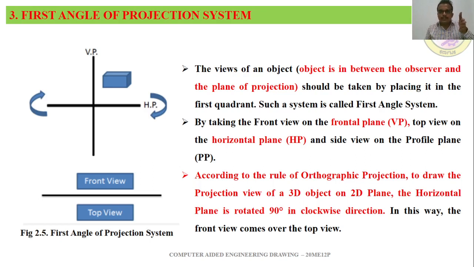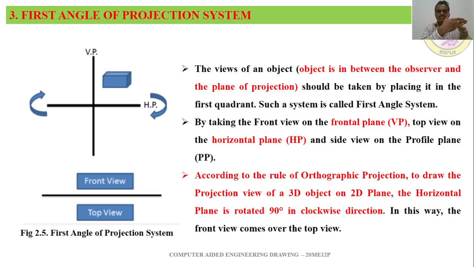So we have a vertical plane here, and we have the observer here. Just imagine we have one vertical plane and we are observing from this end. The object is there in between the vertical plane of projection and the observer. It should be taken by placing it in the first quadrant.